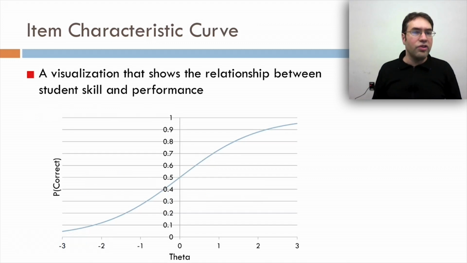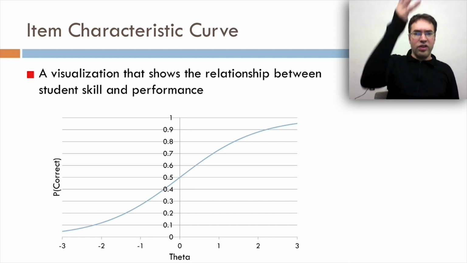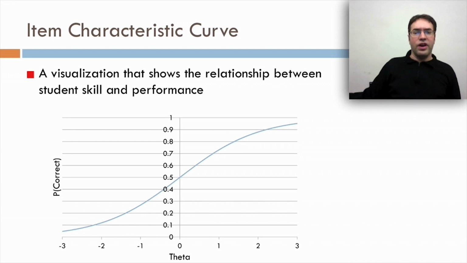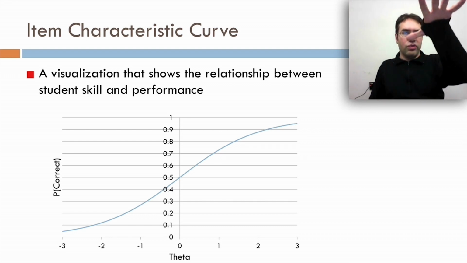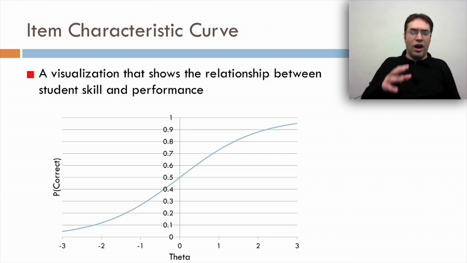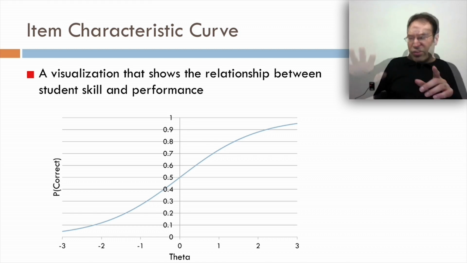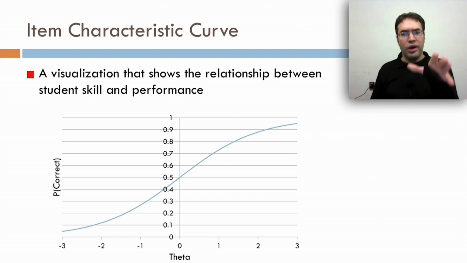In IRT, we can understand an item's difficulty by looking at, for that item, the relationship between student skill and performance. As you can see on this graph, the x-axis is the theta, student ability, and the y-axis is correctness. And when theta equals 0 for this graph, probability of correctness equals 0.5. This actually has to mean that B is equal to 0, because for P of correct to be 0.5, theta and B have to be exactly balanced.